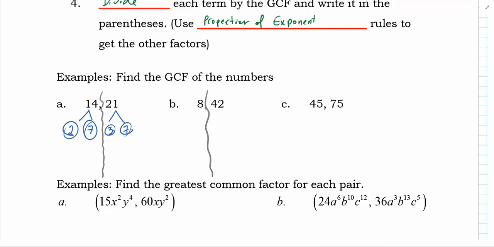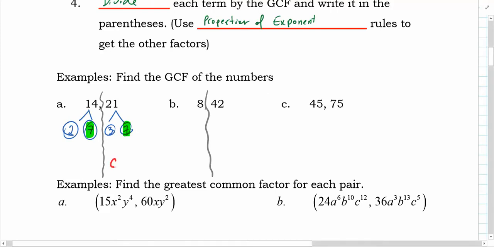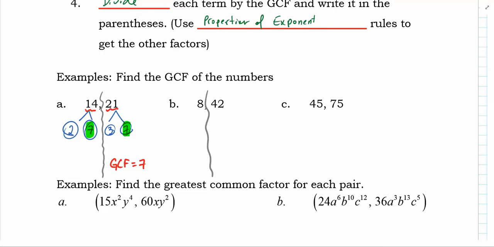So when it comes time to identify the GCF, we look at the parts that they have in common. And in this case, the only number that they have in common is the number 7. So the GCF for 14 and 21 is 7. Now, if they had more than one part common to one another, then we would multiply each of those together. I don't think we'll see that in this example, but we might see it in part C.